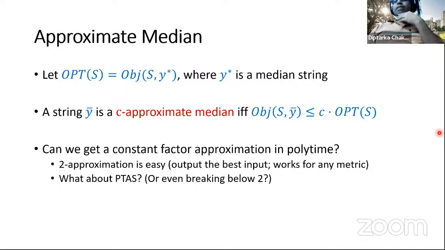The 2-approximation is actually easy. If you output the best input, then for any metric space, you can show that it is a 2-factor approximation. But what about going beyond that, or even breaking below 2? We don't know.